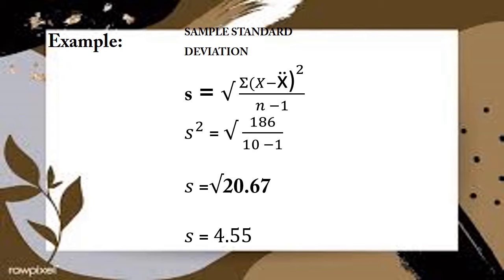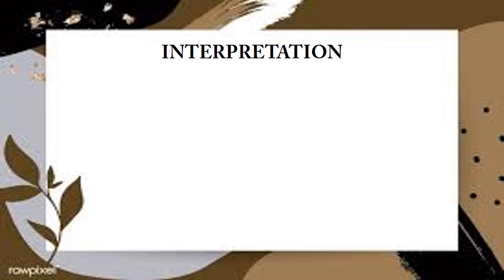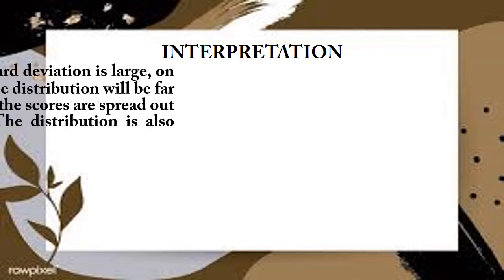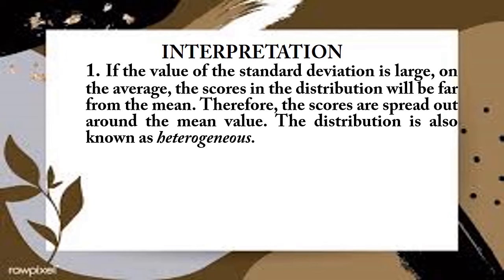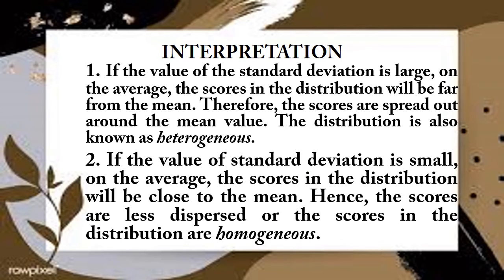So as we can see at the table, the sum of the squared differences of the score and its mean is 186. So we will put 186 here. The total number of the data is 10 minus 1. Now we will first solve 10 minus 1. So 186 divided by 9 is equal to 20.67, right? So then after that we are going to square root the 20.67 and the standard deviation is 4.55.